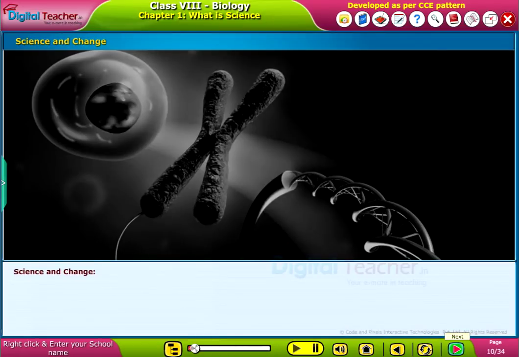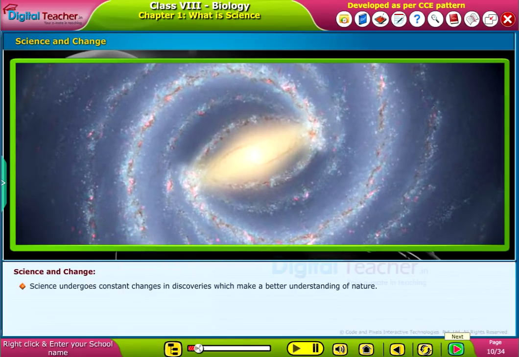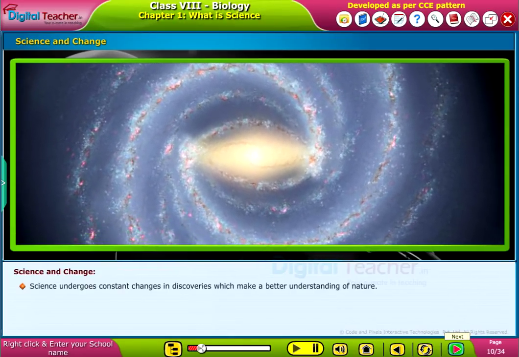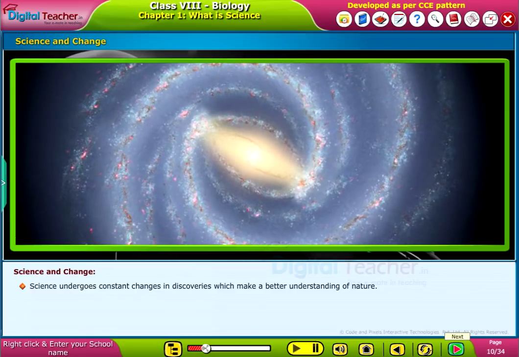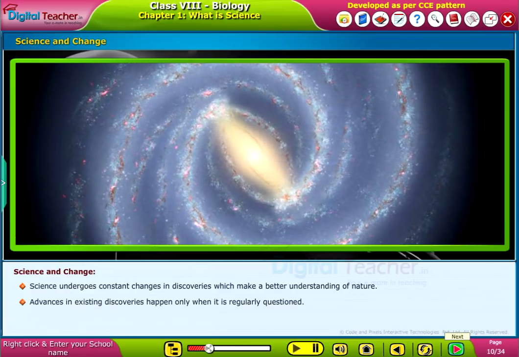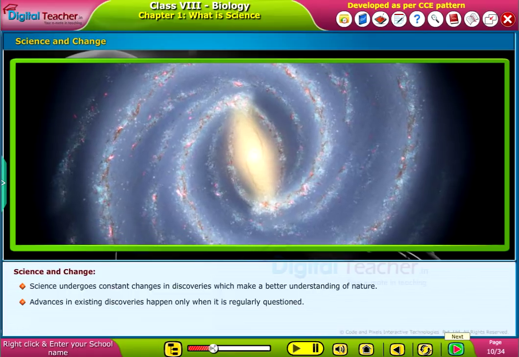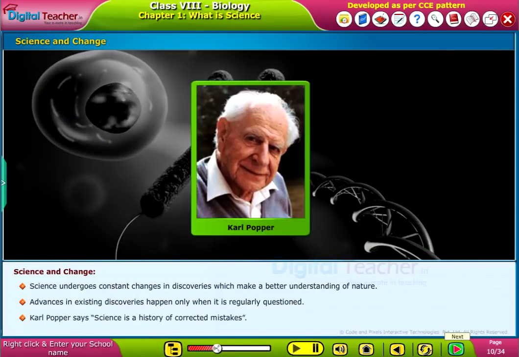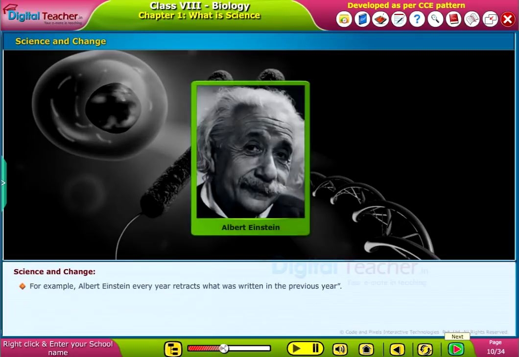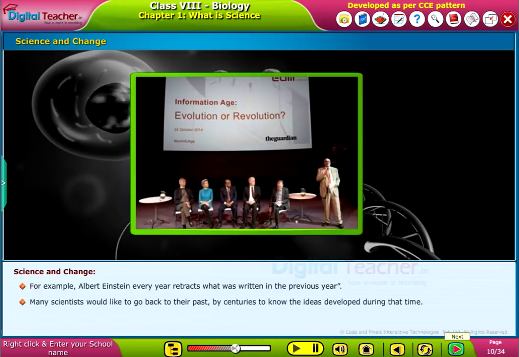Science and change. Science undergoes constant changes in discoveries which make a better understanding of nature. Advances in existing discoveries happen only when it is regularly questioned. Karl Popper says science is a history of corrected mistakes. For example, Albert Einstein every year retracts what was written in the previous year. Many scientists would like to go back to their past by centuries to know the ideas developed during that time.